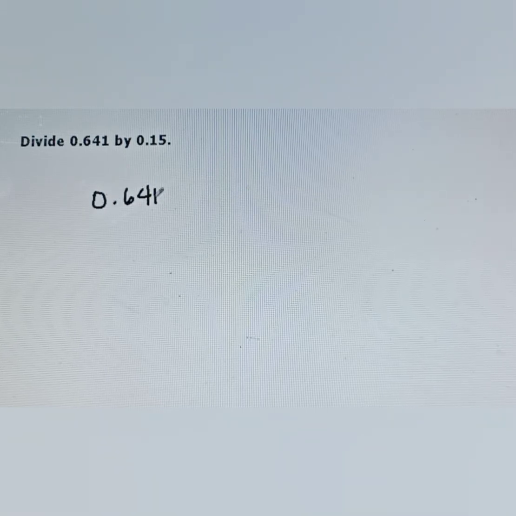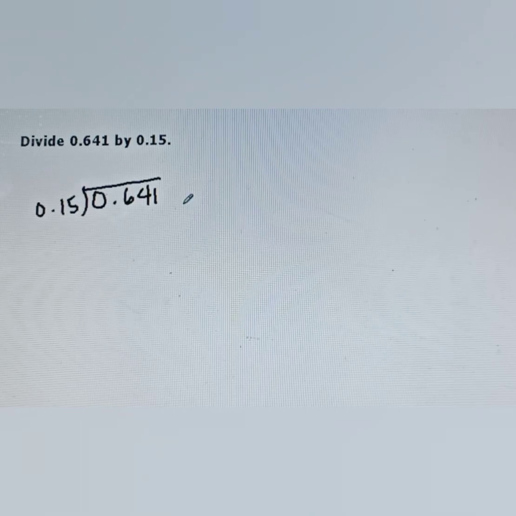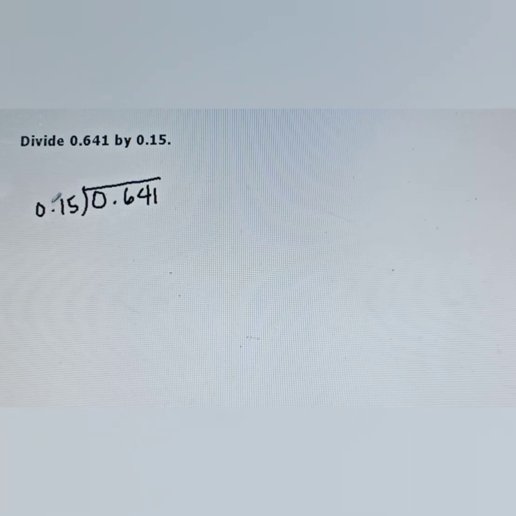0.641. Let's divide this by 0.15. Okay. So this time, again, we have a decimal divided by a decimal number. So again, we cannot bring up right away the decimal point. So we have to change this first to a whole number before we can divide.